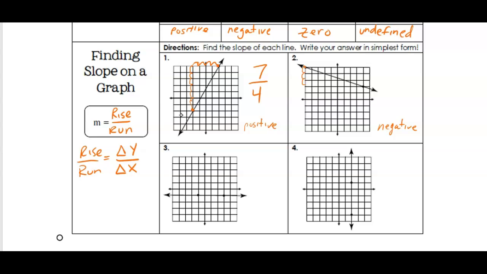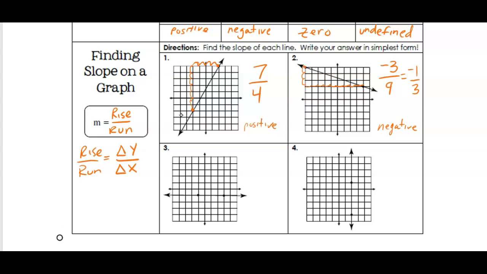Whenever you go down, your y numbers are going towards the negatives. So our y is negative. We went down 3. Then we come over 1, 2, 3, 4, 5, 6, 7, 8, 9. This is one of those ones that you would have to simplify because 3 does go into 9. And since 3 goes into 9, you can divide them both by 3, and you get negative 1/3.